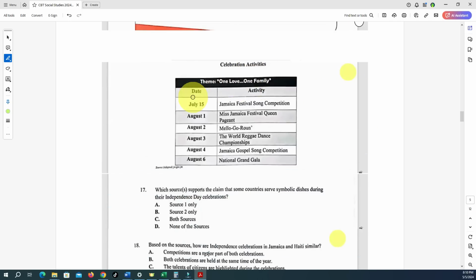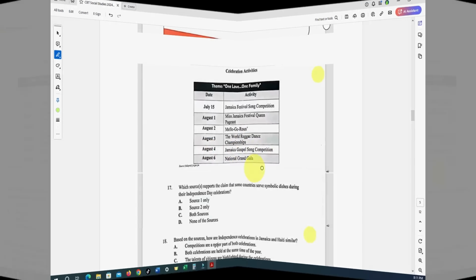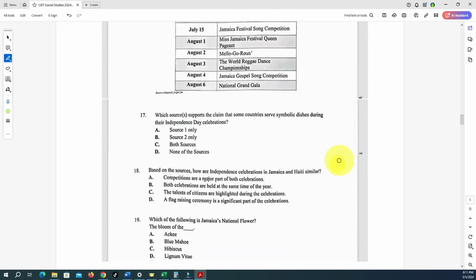Here is the celebration activities. Theme: One Love, One Family. You have the date over here and activity over here. July the 15th, Jamaica Festival Song Competition. August 1st, Miss Jamaica Festival Queen Pageant. August 2nd, Mello Go Round. August 3rd, the World Reggae Dance Championships. August 4th, Jamaica Gospel Song Competition. And August 6th, National Grand Gala.